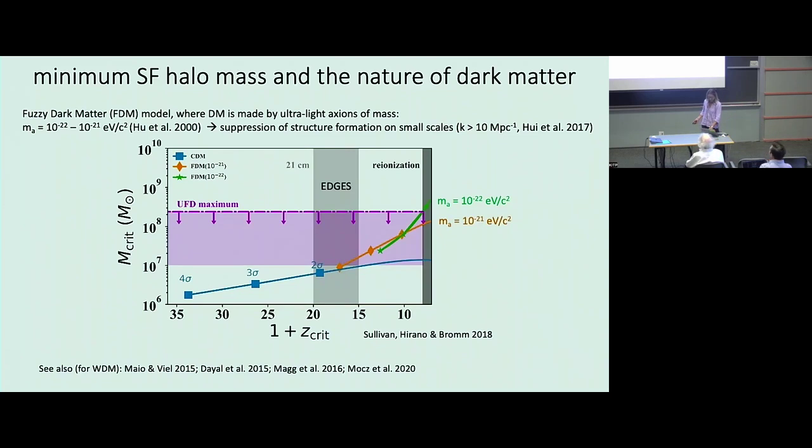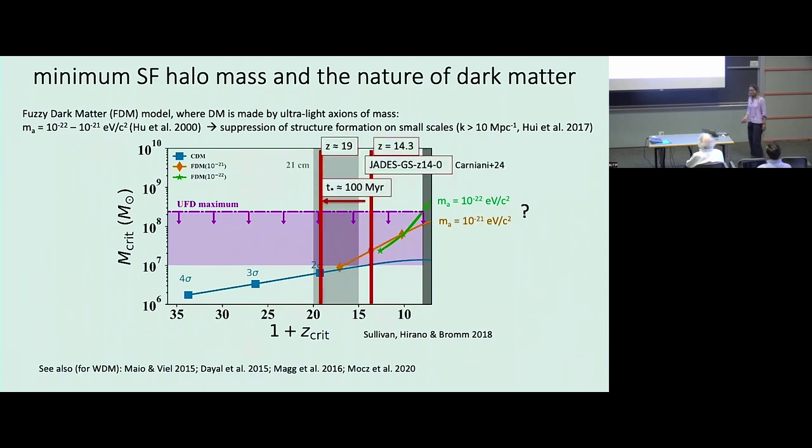And so I did this exercise yesterday, to put this in a more recent context of observations of high redshift galaxies with JWST. If you look at the highest redshift galaxies that we have now, at redshift 14.3, and if you consider an estimated stellar age of 100 million years, this dates back the onset of star formation in this system to redshift 19, which is very close to one of the two borders of the putative 21 centimeter absorption trough in the EDGES signal.